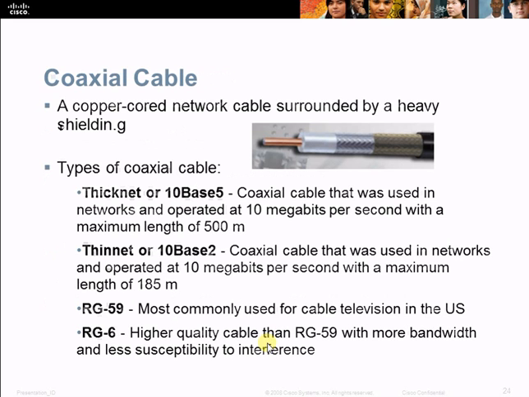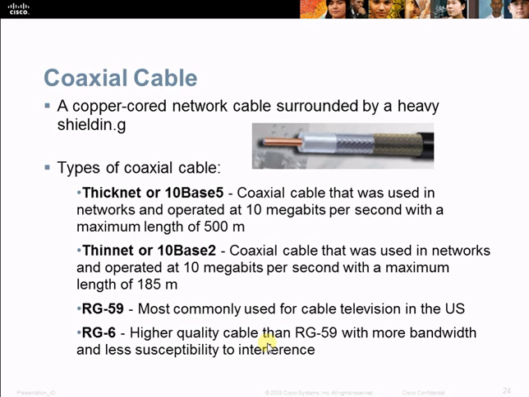So now we're going to talk about cabling, and the first type we'll talk about is coaxial cable. And it is a copper cord network cable surrounded by a heavy shielding. And you'll see in that example there's a copper wire with some plastic and aluminum, and then looks like some brass cable shielding around it, and then the rubber on the outside. We have different thicknesses. We have 10Base5, 10Base2, RG59, and RG6 are some of the main cables there. And depending on the cable, they could cover a different distance. Usually it's about 10 megabits per second that it can travel.